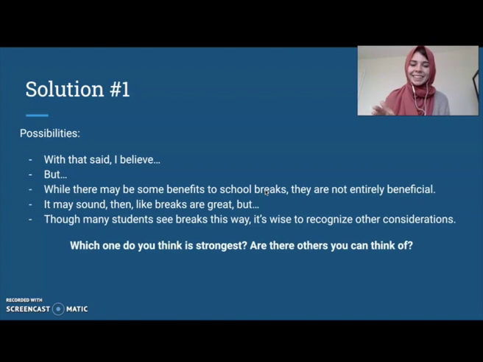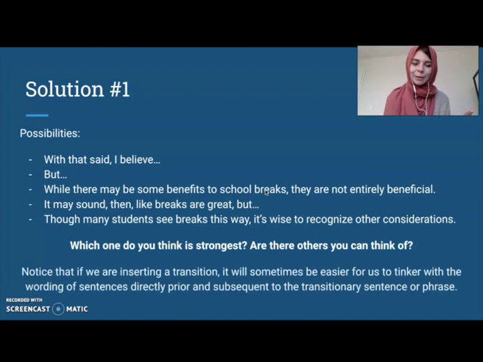Okay, so this is a good time for you to go ahead and think, which one do you think is strongest? Are there other transition words that we didn't include here that you would think of that could help link our paragraphs together? Notice that if we are inserting a transition, it will sometimes be easier for us to tinker with the wording of sentences directly prior to and subsequent to the transitionary sentence or phrase. So don't be afraid to change what you already wrote in order to make the transition more smooth.